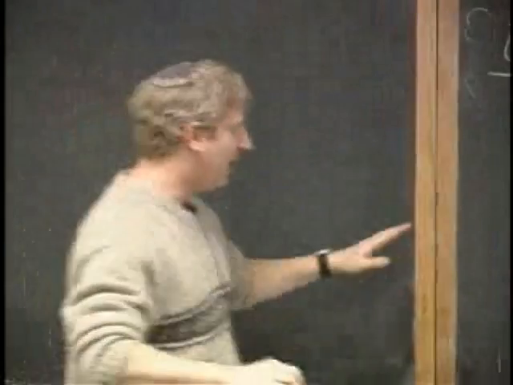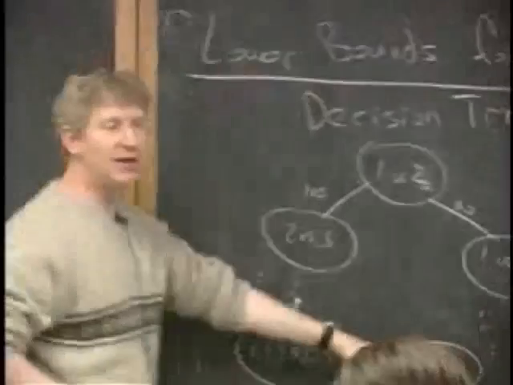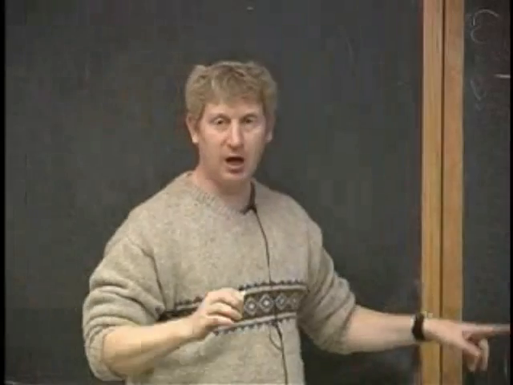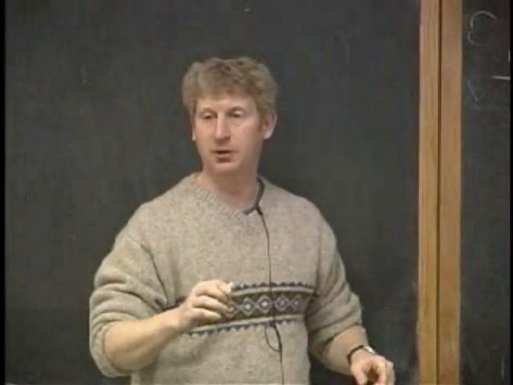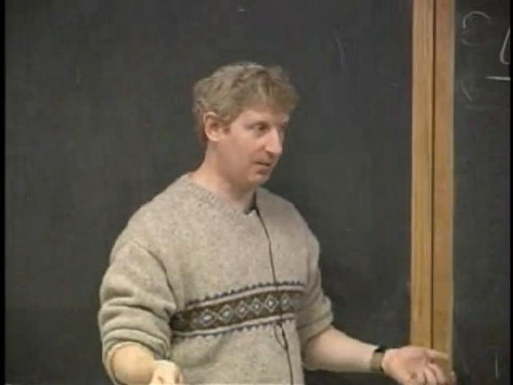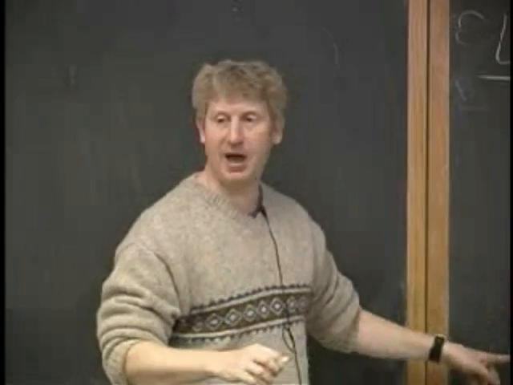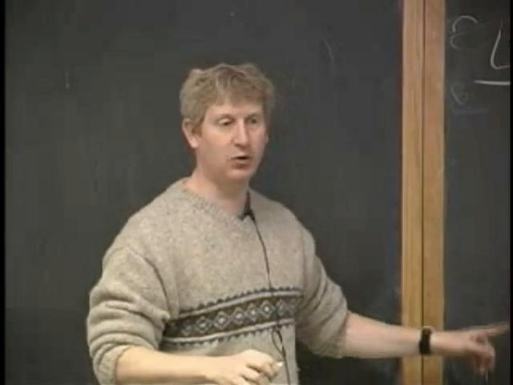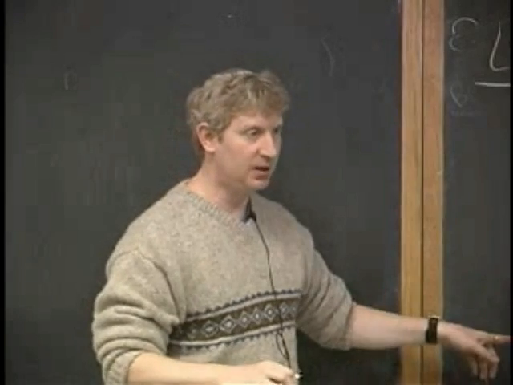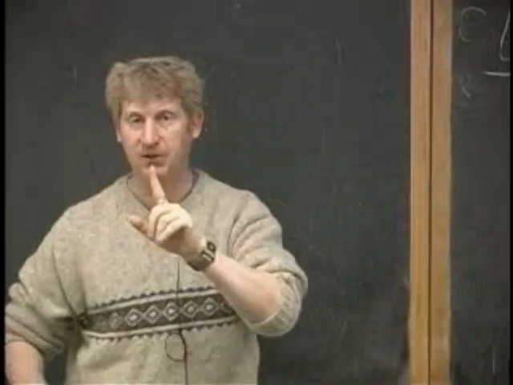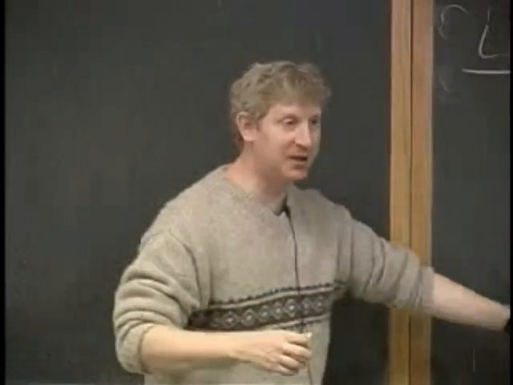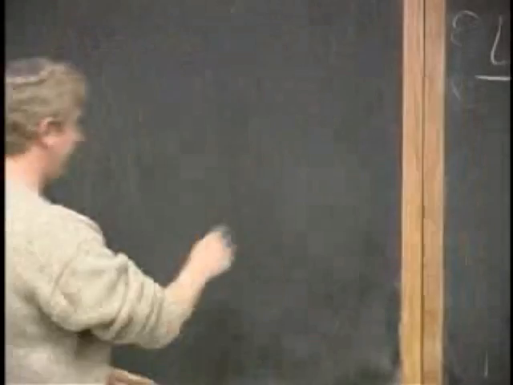It needs to have as many leaves in the bottom as there are permutations of n numbers. How many permutations are there of n numbers? There's n factorial. That means it needs to have, if it's going to work, n factorial leaves. If it's missing one of these leaves, then I will look at the leaf that's missing. Let's say it's this one that's missing.